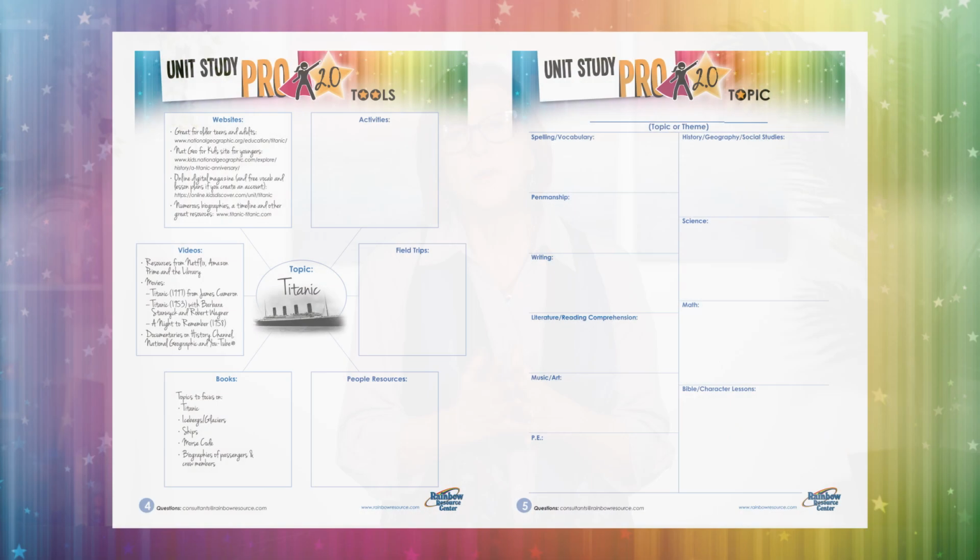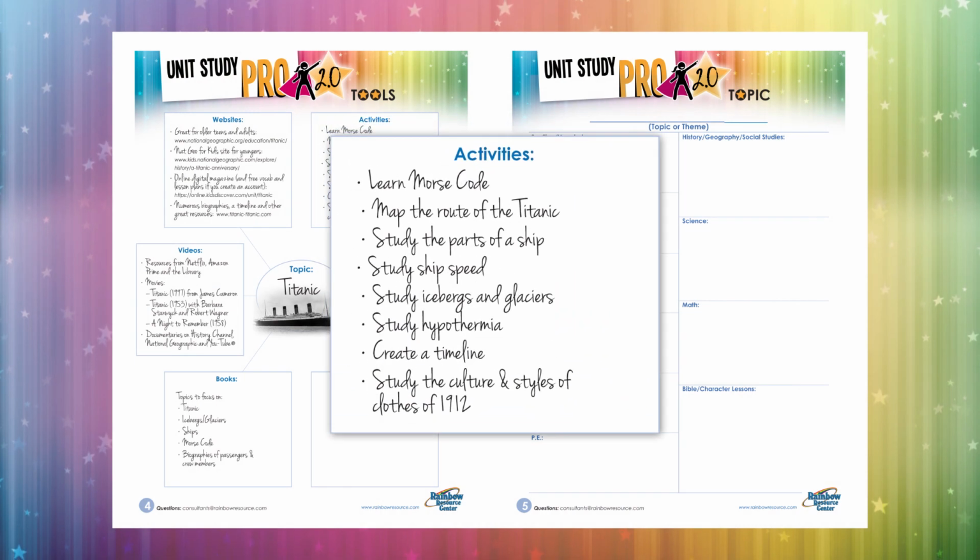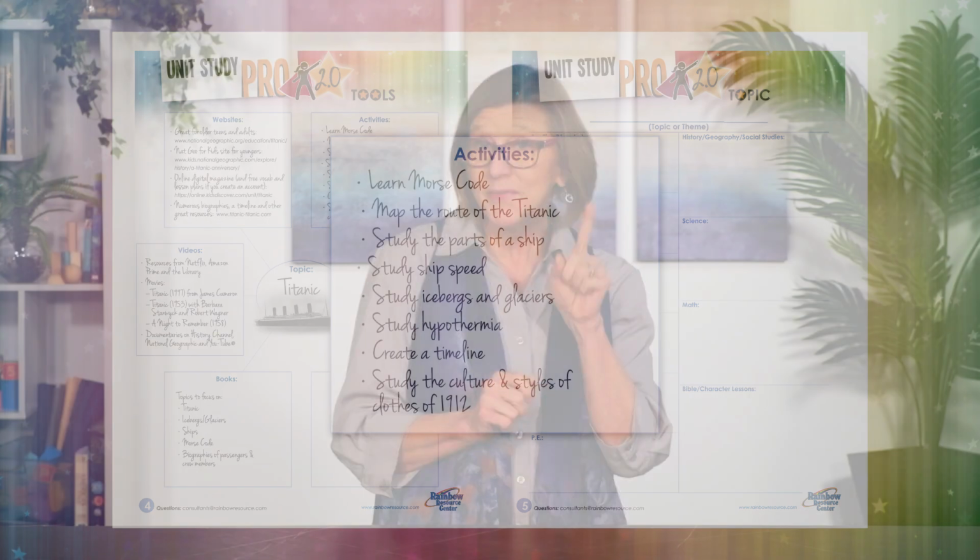On the right side of the Unit Study Tools page in the handout, you will see the Activities box. Hopefully your mind is already swirling with ideas based on the websites, videos, and books mentioned previously. Here are some activities that my children enjoyed. Learning Morse code. We spent a day communicating only in Morse code, either by writing or tapping our fingers with long or short taps.